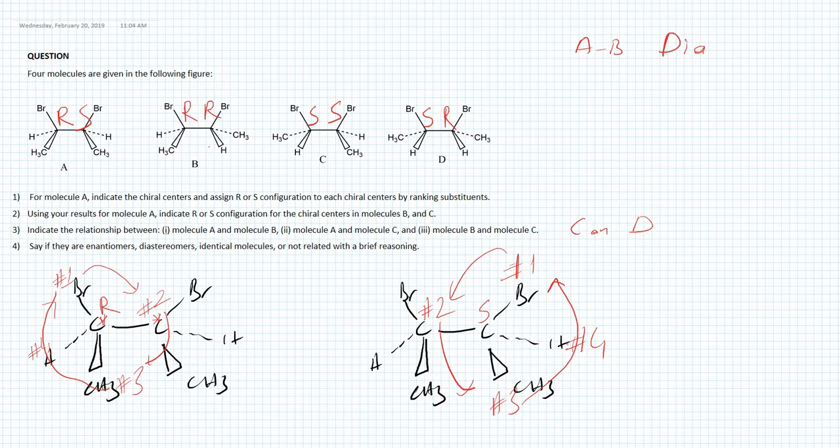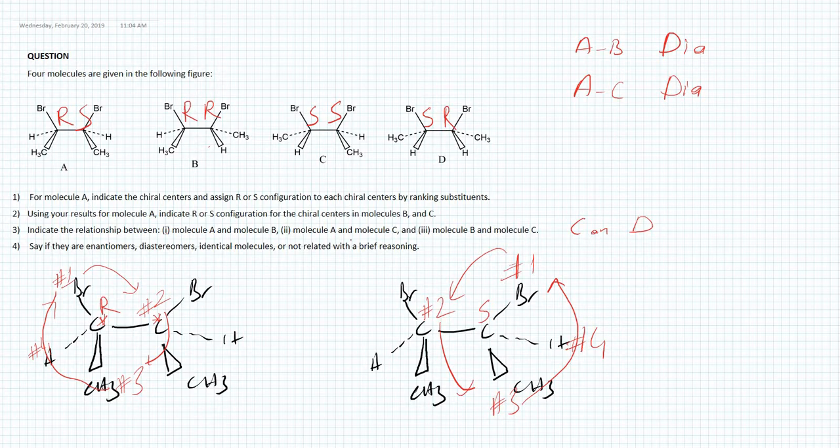Okay, let's go to the second one. It says A and C. A has RS configuration, C has SS configuration. The same case, second carbons have the same configuration. The first carbons have different configurations, so they cannot be enantiomers, because all configurations have to switch or change. So this is also diastereomer.